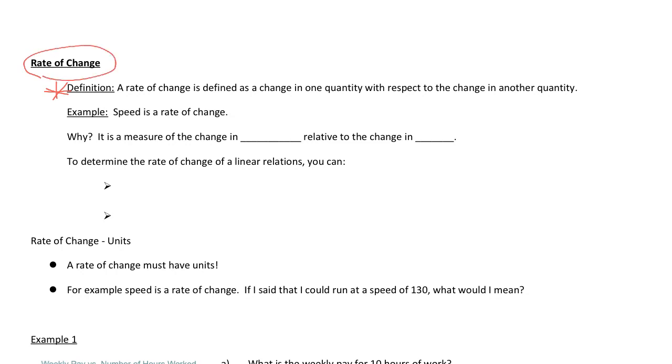An example is speed. Speed is a rate of change. Why is speed a rate of change? Well, it's a measure of the change in distance relative to a change in time. But really we're just taking a look at the change in y values compared to the change in x values when we're comparing two variables. To determine the rate of change of a linear relation, you can do one of two things. You can find the slope of the line.